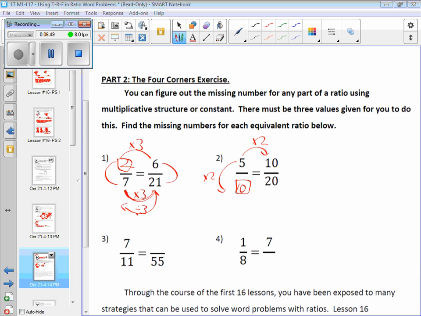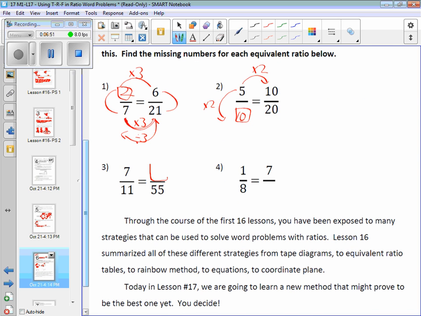Be careful with number 3. Some mistakes were made today. Look at it, analyze it. Don't assume. If you have to draw arrows, draw arrows. Bridge, what do you have as a missing value?